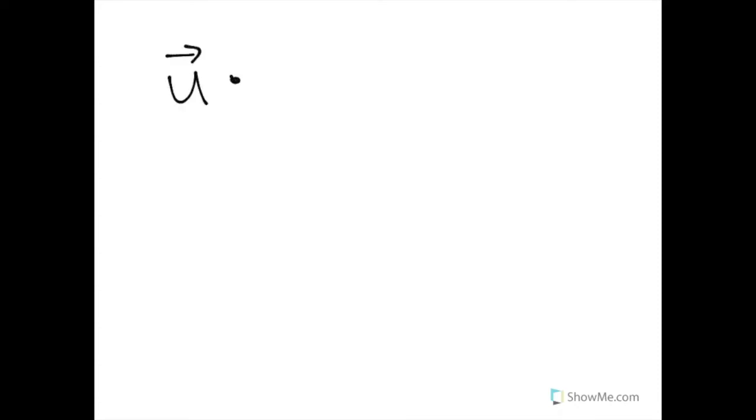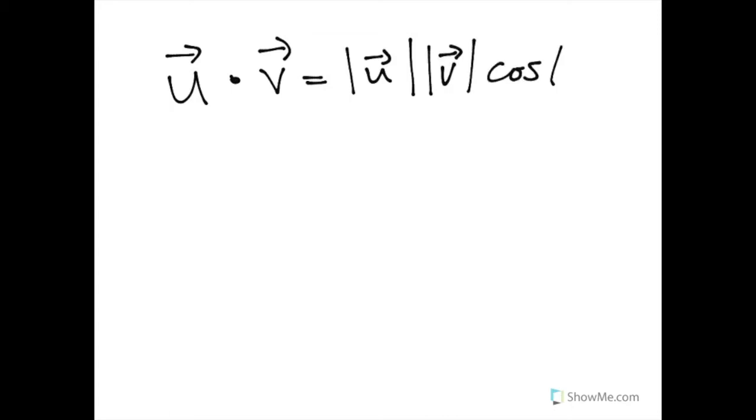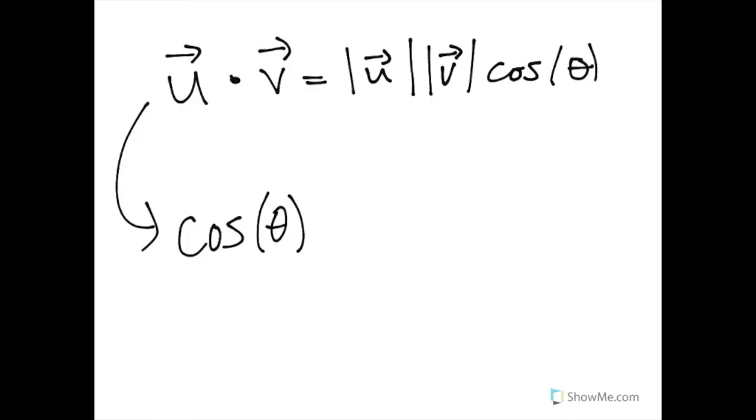If you take u dot v, this is equal to the magnitude of u times the magnitude of v times the cosine of theta, which is the angle between those two. This is very, very similar to the law of cosines. And so what it gives us is a formula for how to find the angle theta between two vectors u and v. We can look at it like this: the cosine of theta is equal to u dot v divided by the magnitude of u times the magnitude of v.